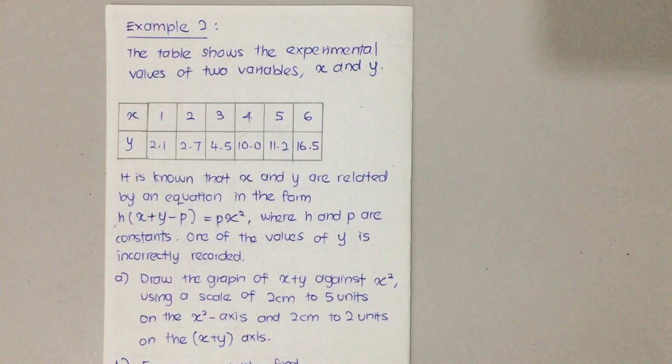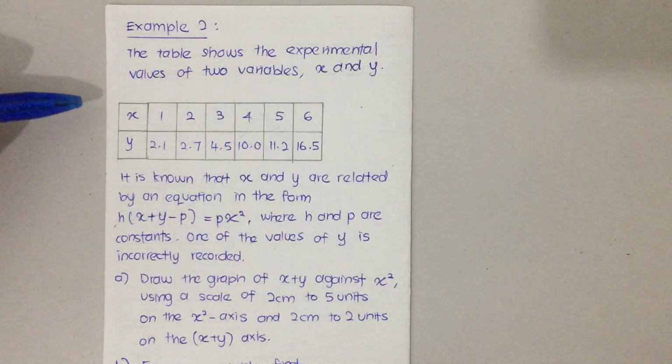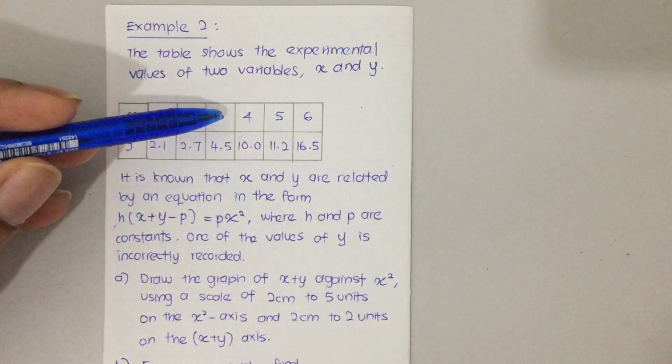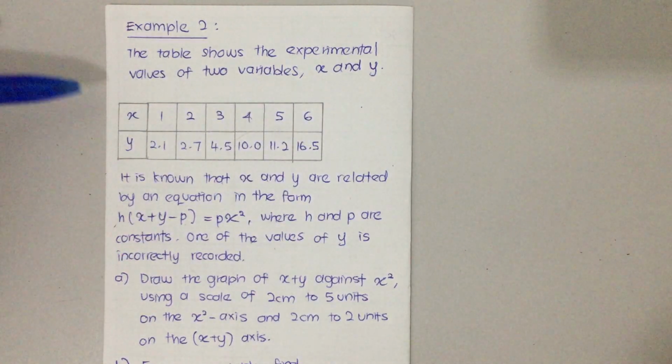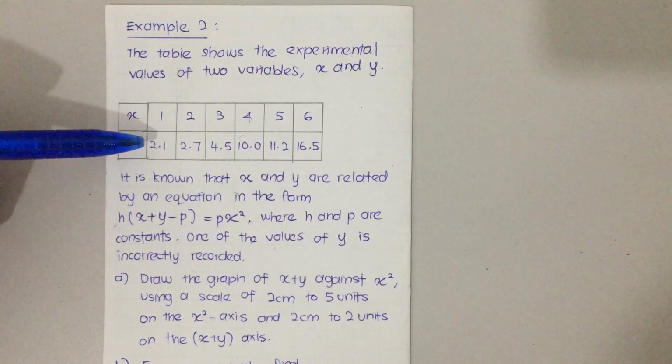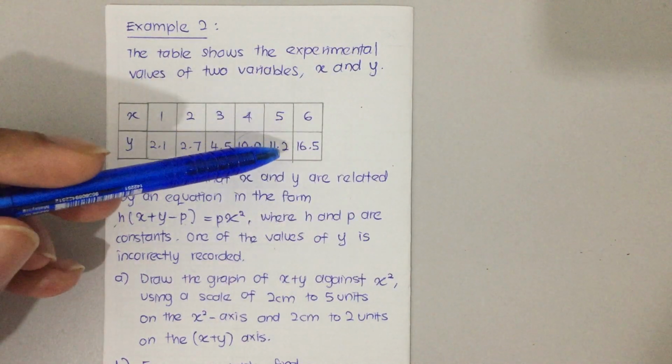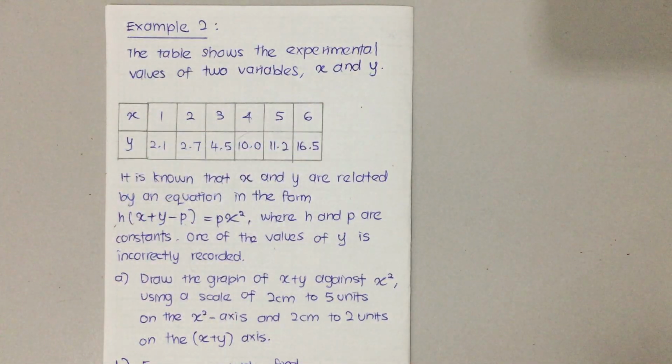Alright guys, without further delay, let's jump to the question now. The table shows the experimental values of two variables x and y. As you can see here, these are the values for x, which is 1, 2, 3, 4, 5 and 6. Whereas for the y values, which is 2.1, 2.7, 4.5, 10.0, 11.2 and 16.5.